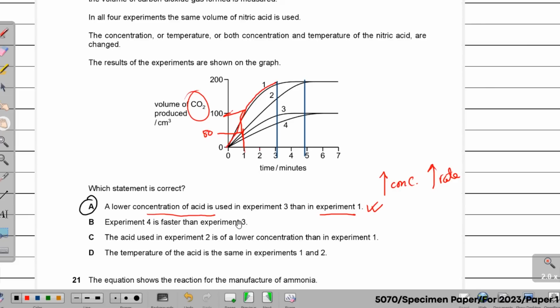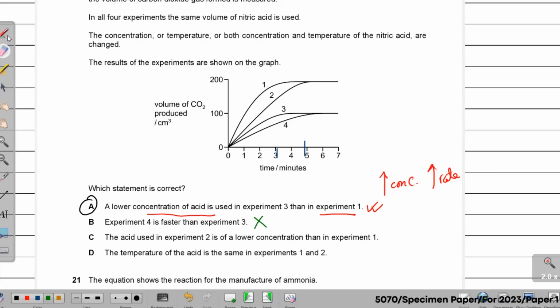Experiment 4 is faster than experiment 3. Definitely not. If we take a look at the graphs one more time, I'm going to be cleaning up the graphs a bit. Let's consider experiment 3, again for 1 minute. In 3, let's consider 50. But for experiment number 4, we can see much less gas. Let's say 25 is produced. So definitely B is not an answer.